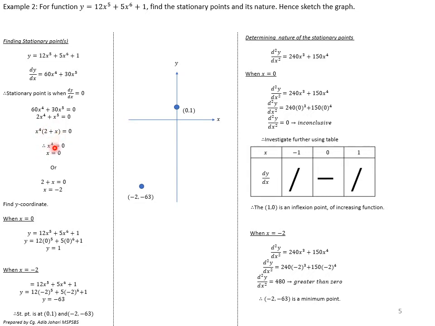So x to the power 4 equals 0. How do you solve this? The power of 4, you bring to the other side, it becomes 1 over 4. 0 to the power of 1 over 4 equals 0. So x equals 0. Then 2 plus x equals 0, so x equals minus 2. So I have two stationary points. Then you find the corresponding y coordinate. In the end, you get these two stationary points.